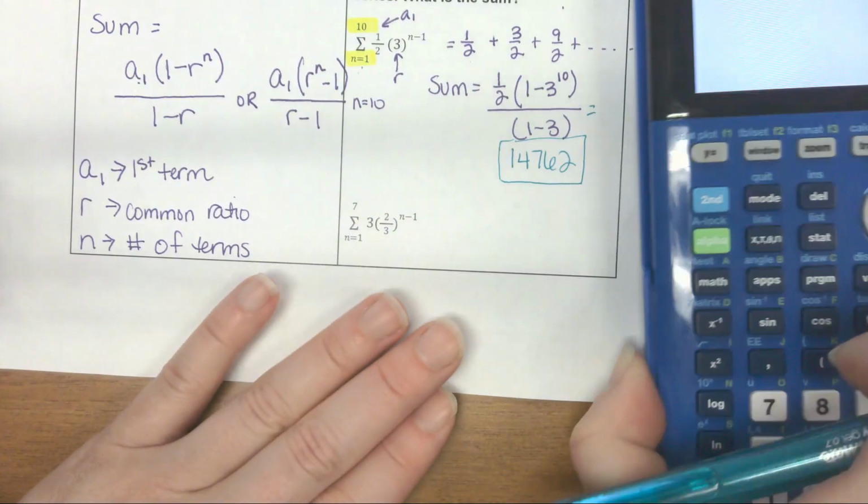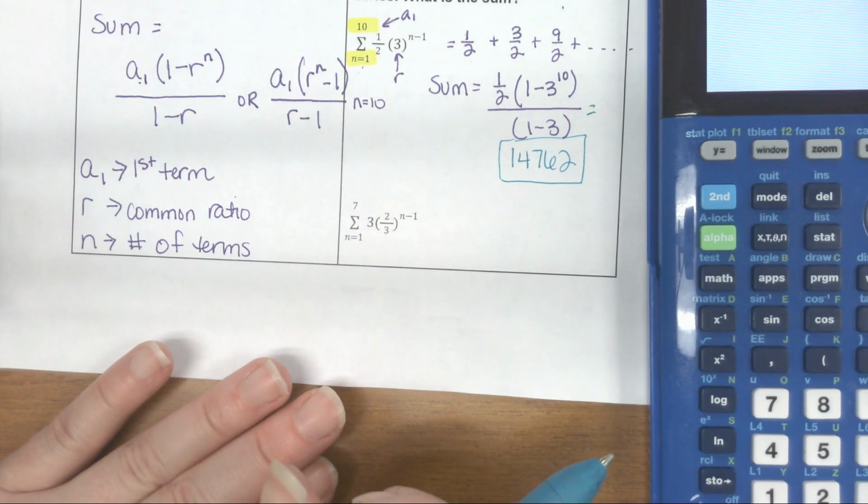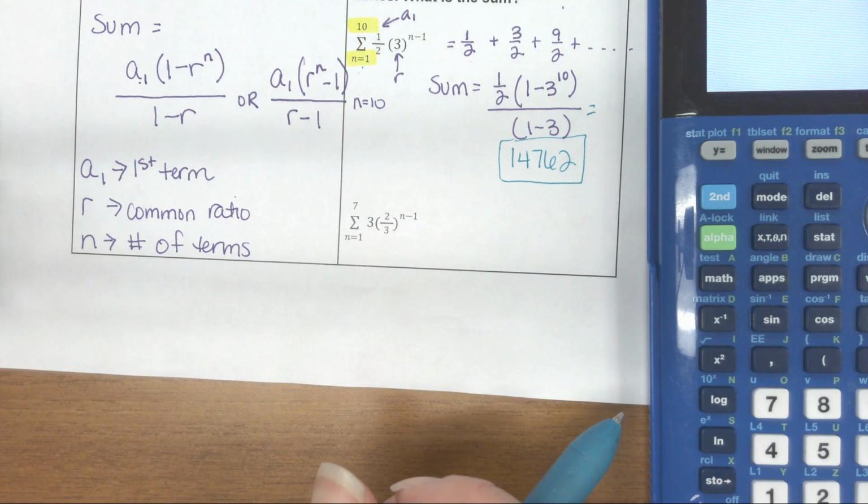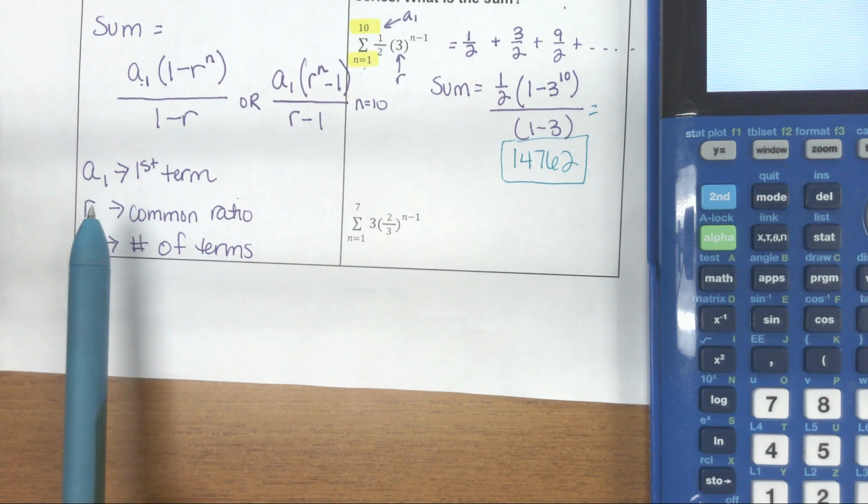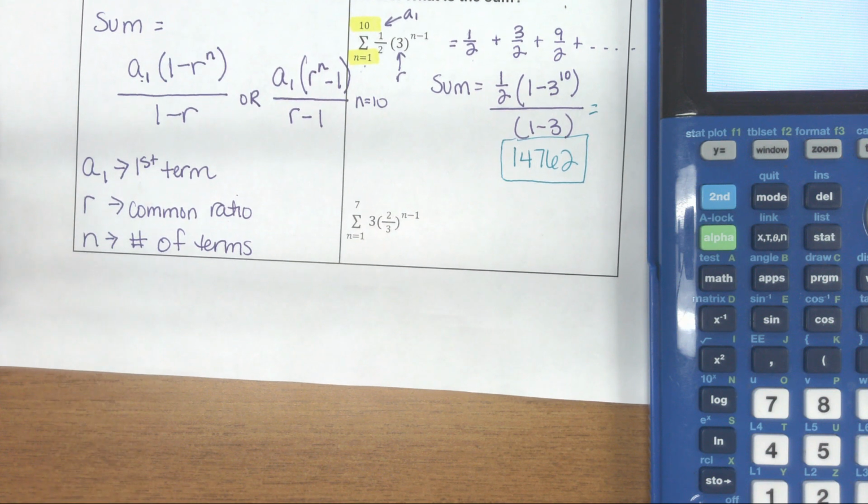All right. What if we're dealing with a fraction as a multiplier? Then I would make sure I am being real careful about putting that in my calculator. So let's identify. Would you just write down on your piece of paper, what do you think the first term is? What do you think the ratio is? And how many terms do you think there are of this one? I'll give you a moment.